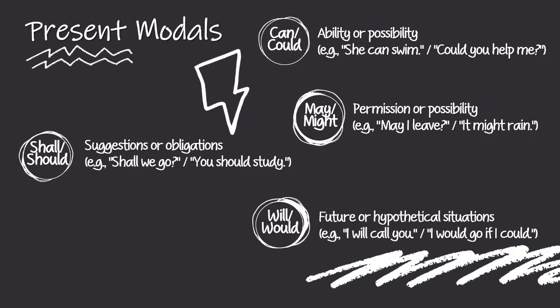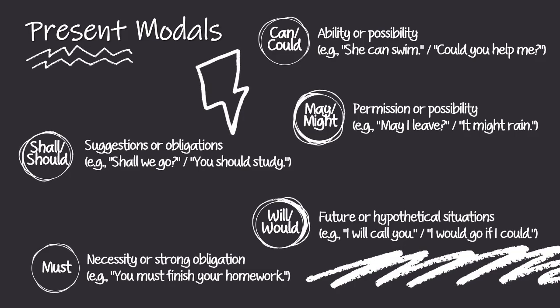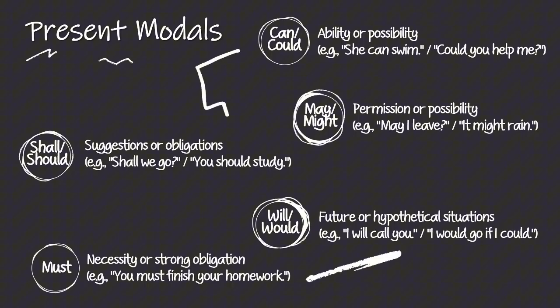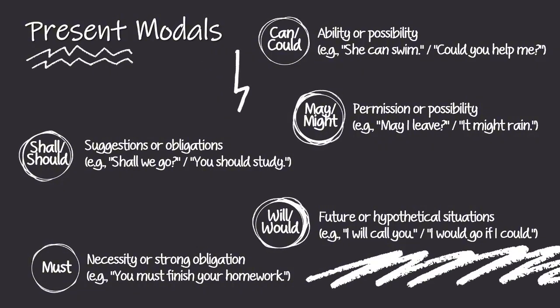Will and would are often used for future or hypothetical situations, like, I will call you, or I would go if I could. And finally, must shows necessity or strong obligation, as in, you must finish your homework. These modals are super versatile, so let's see how they work in the past.